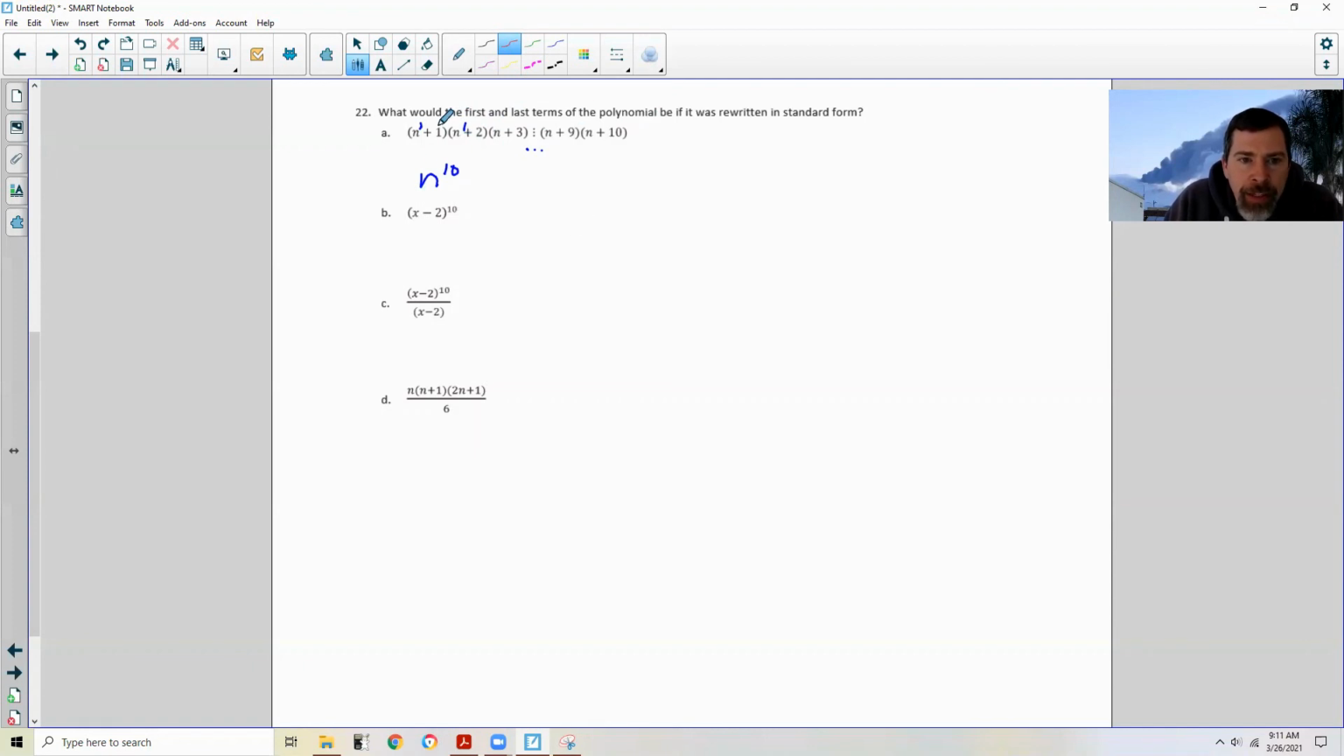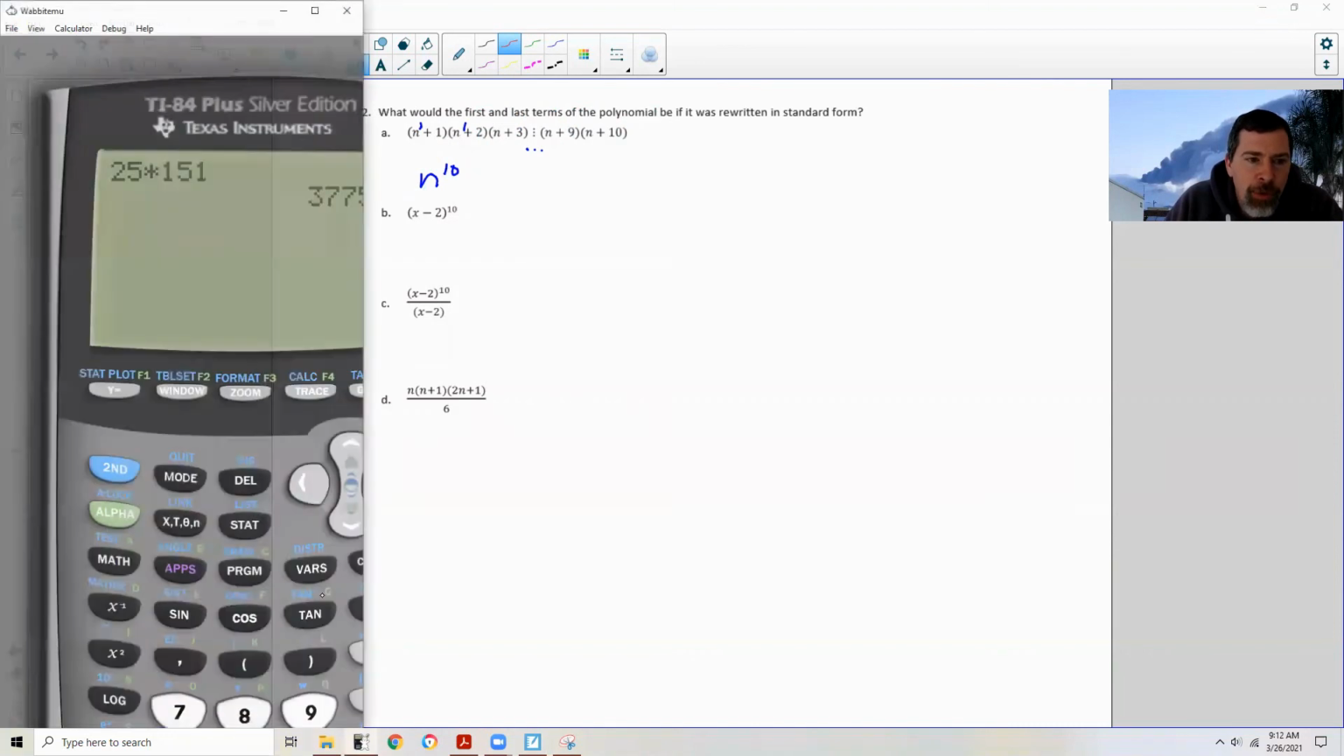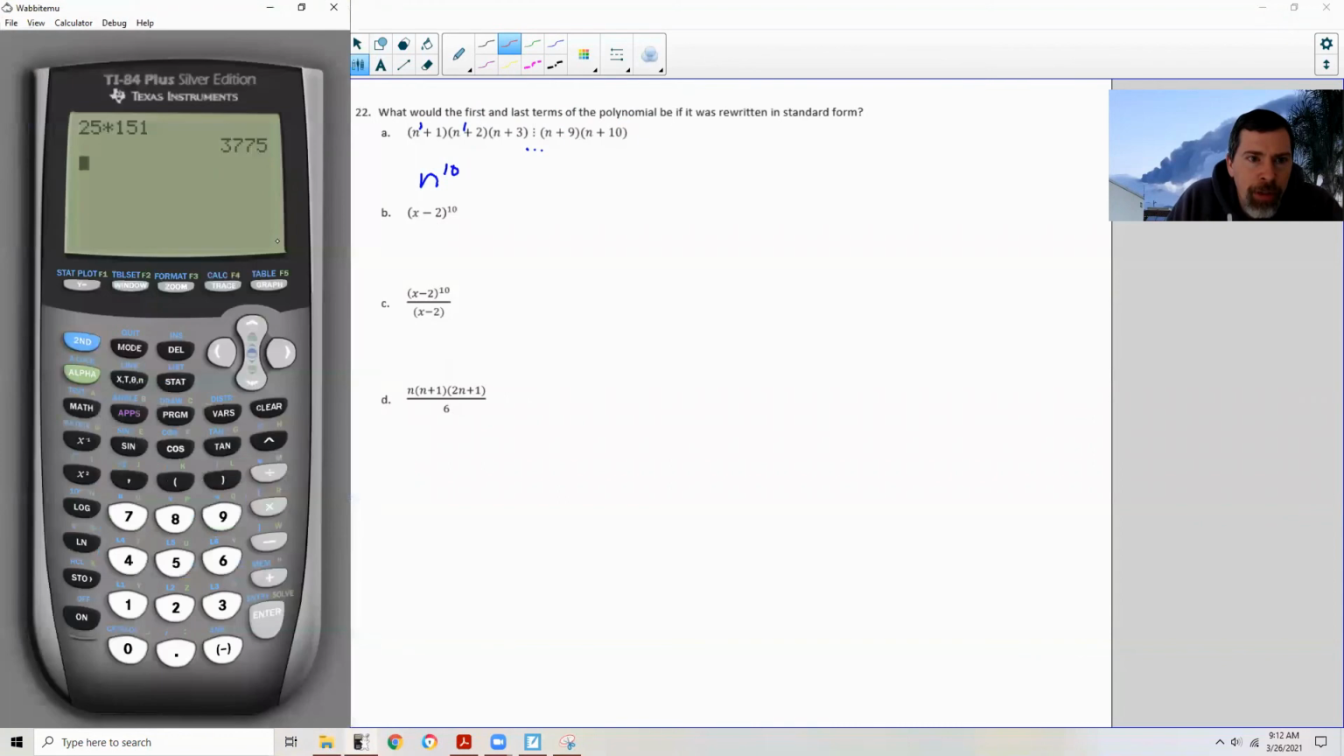Then if I multiply the last term, well, it's 1 times 2 times 3 times 4 times 5 times 6 times 7 times 8 times 9 times 10. Well, just to save time, I'm going to use my calculator, because when you multiply all integers starting at 1 and counting up, that's called factorial.